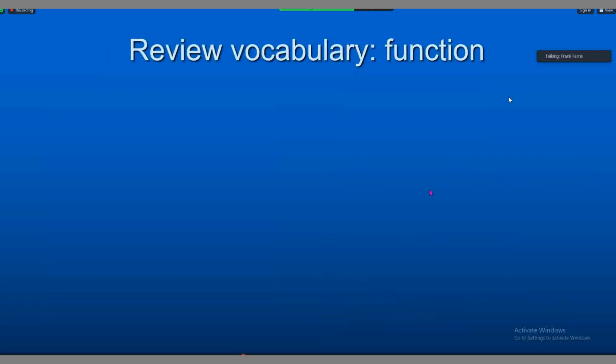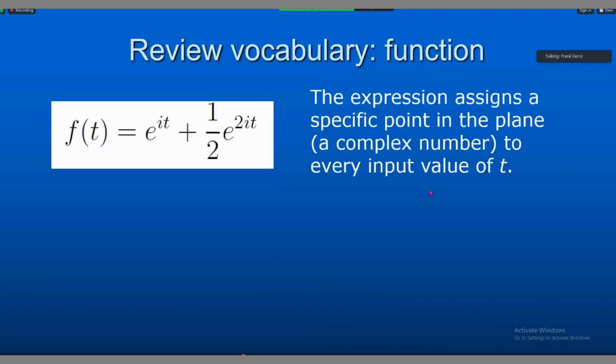So now I want to just mention the vocabulary of functions, just in case that needs some help. So when I write f of t equals that expression, then I'm calling that a function because the expression assigns a specific point in the plane, which is a complex number, right? The sum here is a complex number and therefore a point in the plane. It assigns a specific point to every input value of t. There's no ambiguity. So you tell me what t is, there's a specific place where that curve must be.